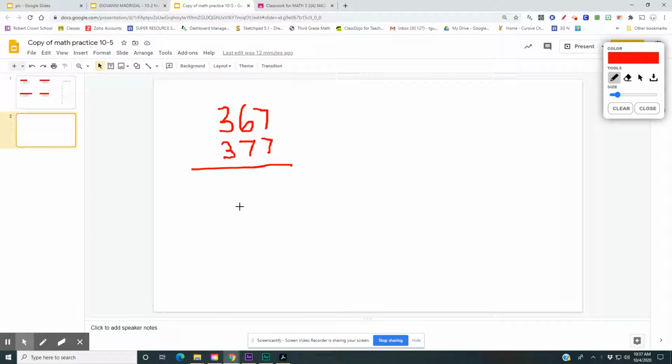So I know that sum means to add. So I have to find the sum. So I have to add these up. So go ahead and do that. Pause it and then check your work.